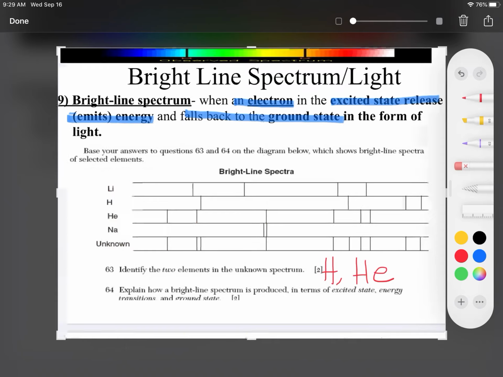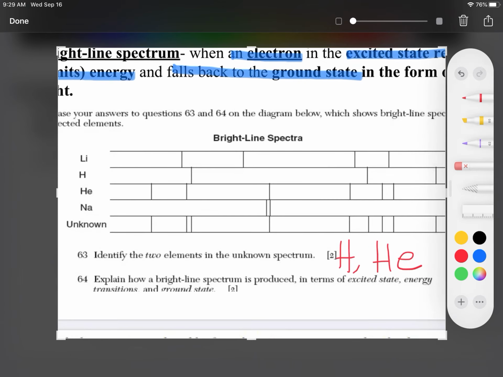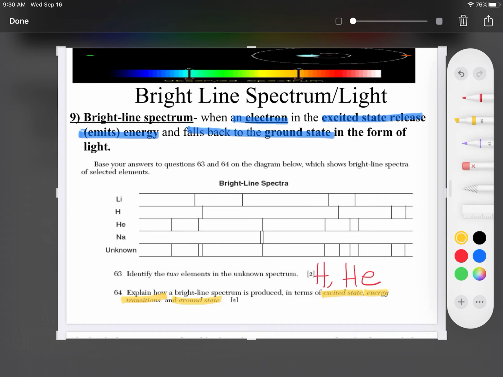All right, let's look at the question below, number 64. Explain how a bright line spectrum is produced in terms of... Guys, whenever you see the words in terms of, those words must be in the answer. I see excited state, energy transitions, and ground state. So your answer must have excited state, the transition, is it falling back, is it jumping up, and ground state, okay? Well, let's see. We said this before. How's a bright line spectrum produced? It's produced when an electron falls from the excited to the ground state. So this is your answer up here. That's all you guys simply write is that. Okay?